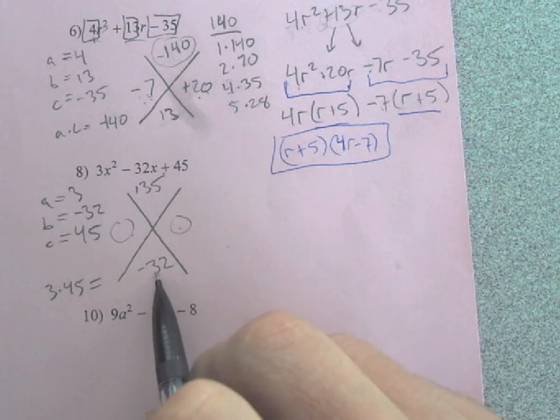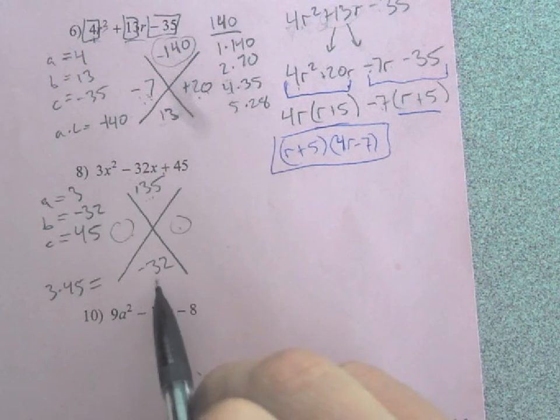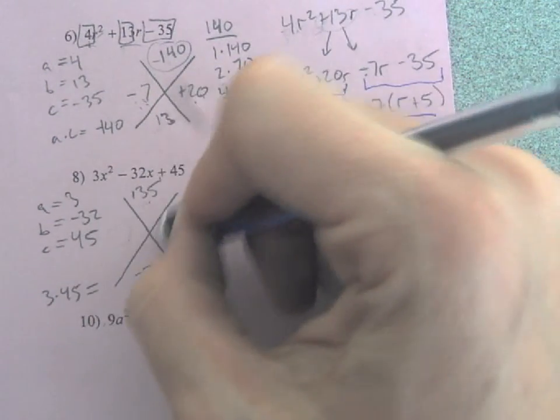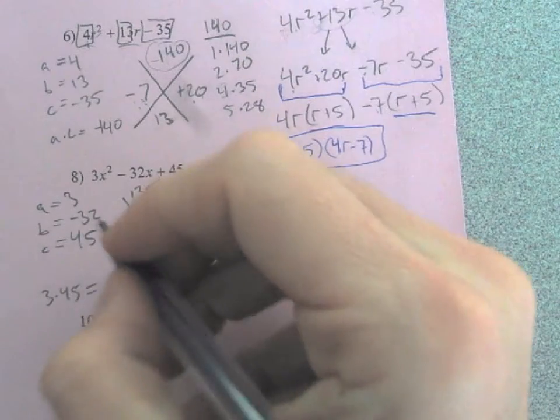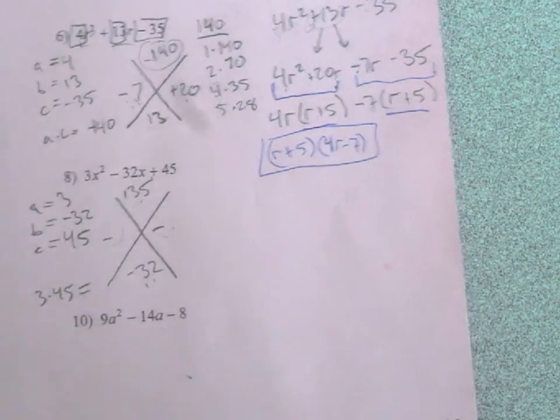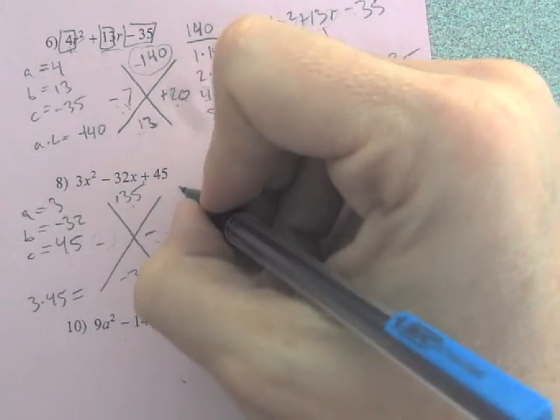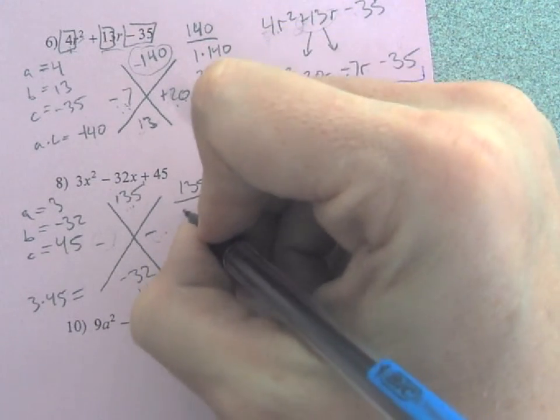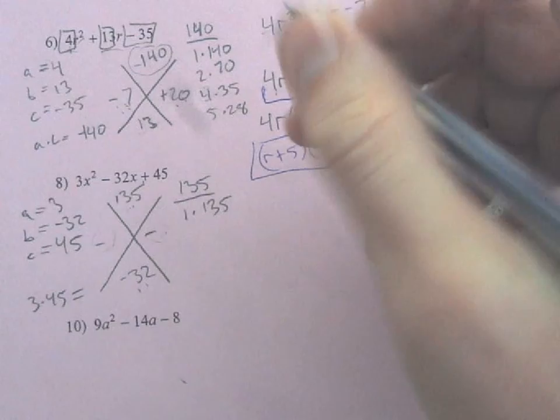give me this number. Now, since this one's positive and this one's negative, these both have to be negative numbers. The only way I can multiply and get a positive and at the same time combine and get a negative number is if these are both negative numbers. All right, so I'm going to make my little list. So 1 times 135 I don't think is what I'm looking for.